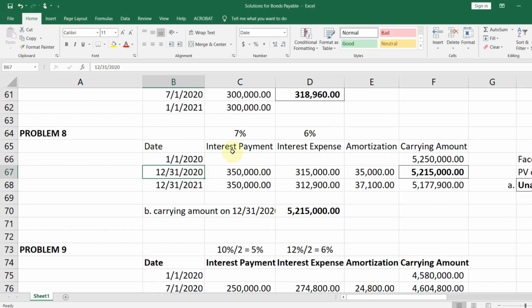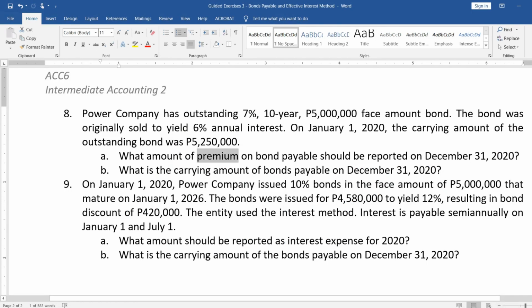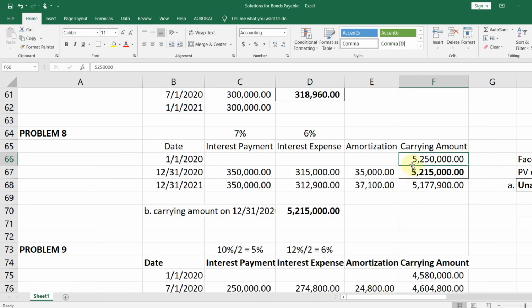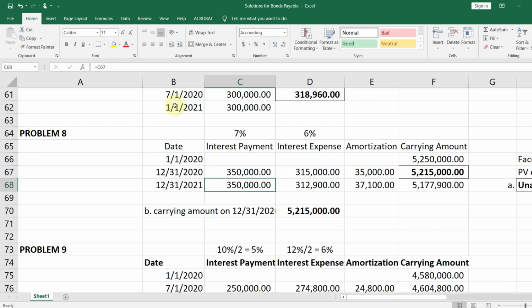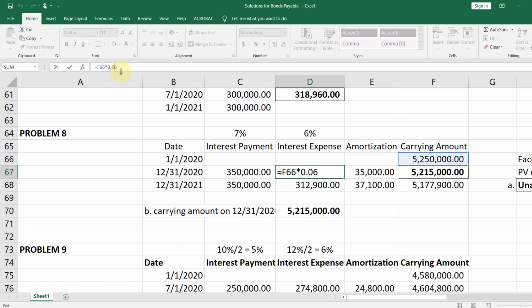So, stick tayo sa ating headers: date, interest payment, interest expense, amortization, carrying amount. Okay? And then, wala naman tayong problema sa interest rates kasi annual naman siya, 7%, 6%. So, lapag mo lang ng issuance date, ang natanggap mo is 5,250,000. Okay? Ang face amount niya is 5 million. So, ibig sabihin, naka-premium ka talaga. Okay? Then, your interest payment is your face amount, 5 million times 7% nominal rate, 350,000. So, throughout the interest periods ay yan ang babayaran mong interest payment. Okay? Interest expense, okay, is your carrying amount times the effective rate na 6%.